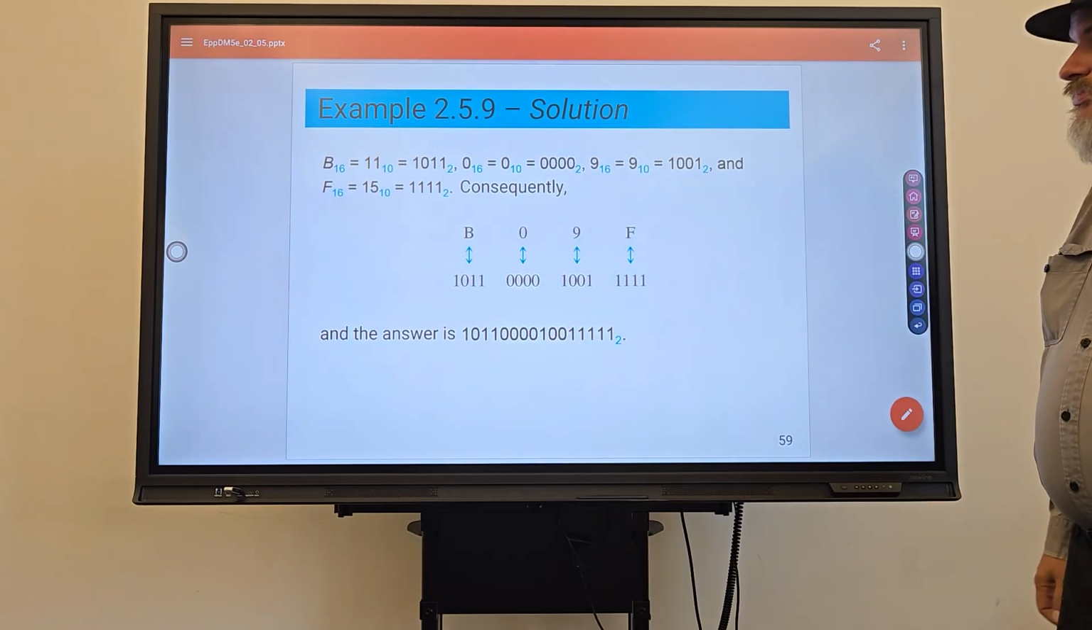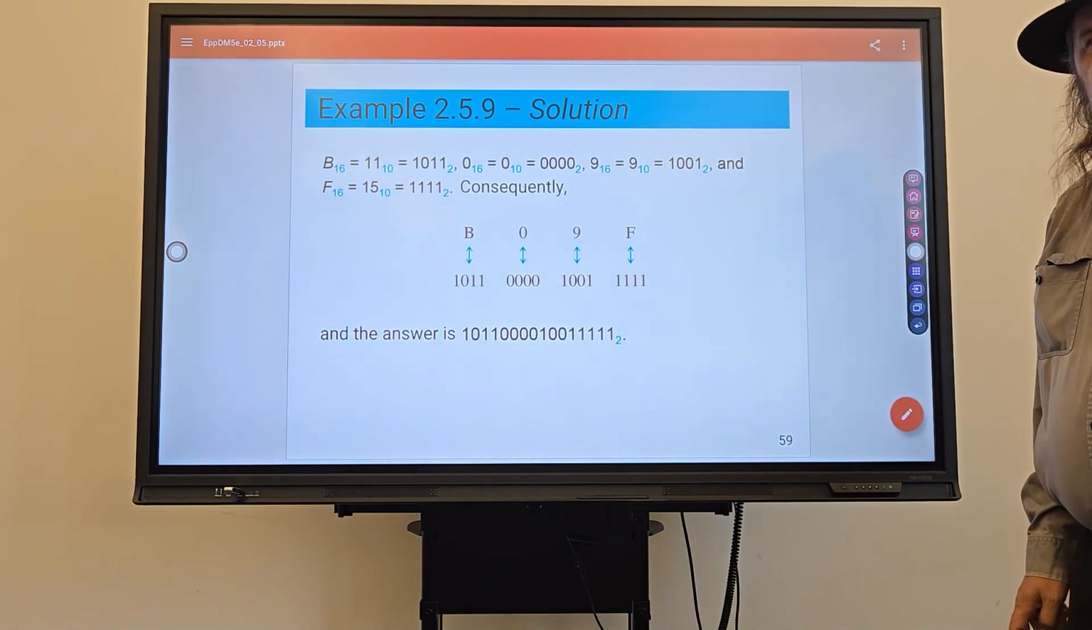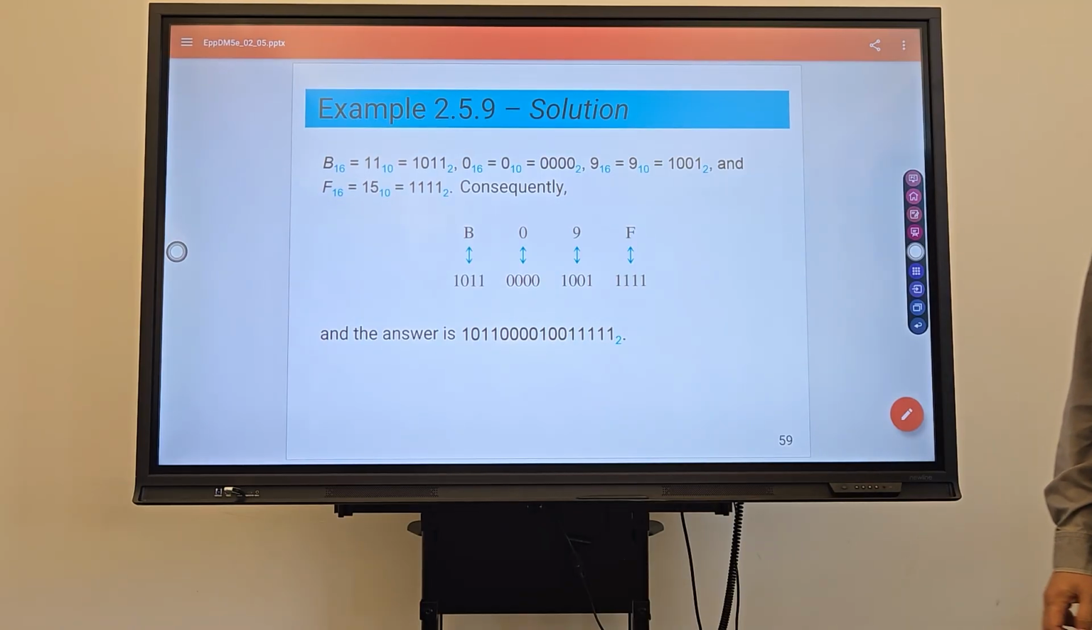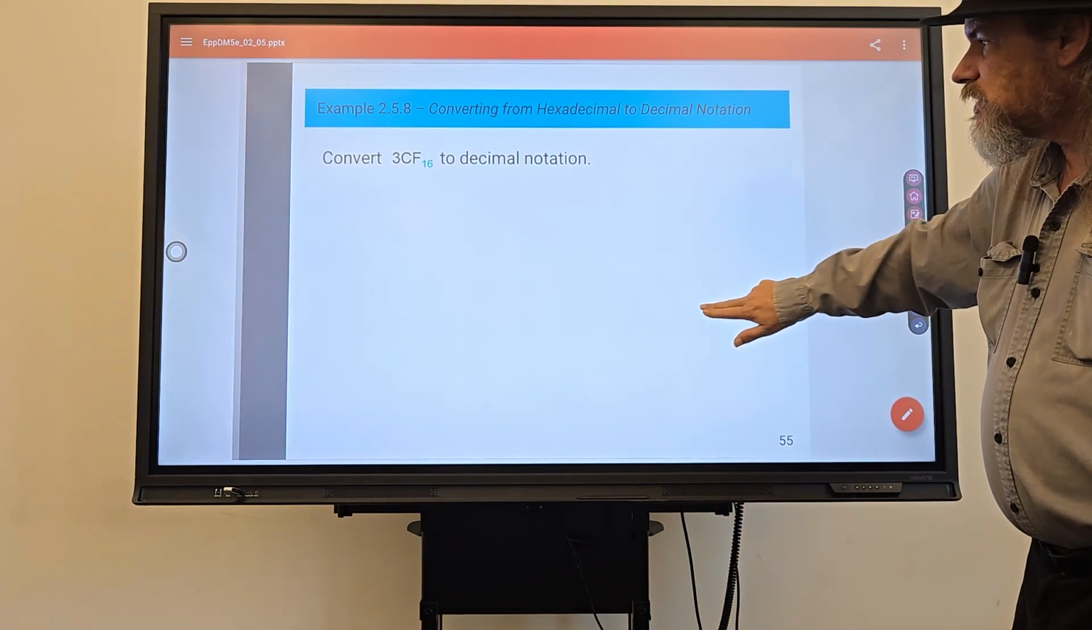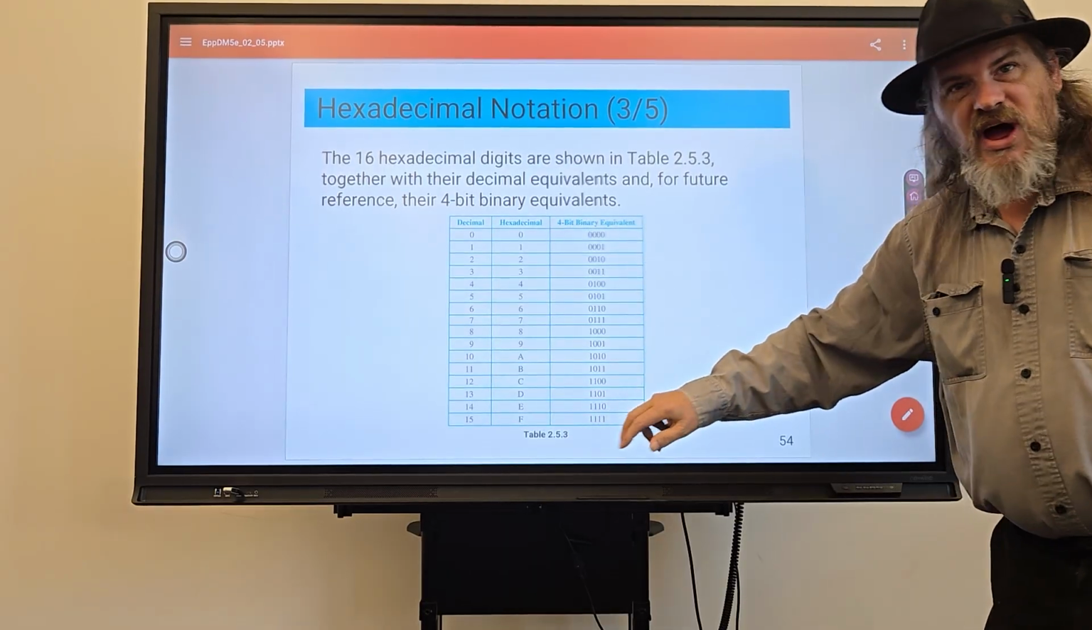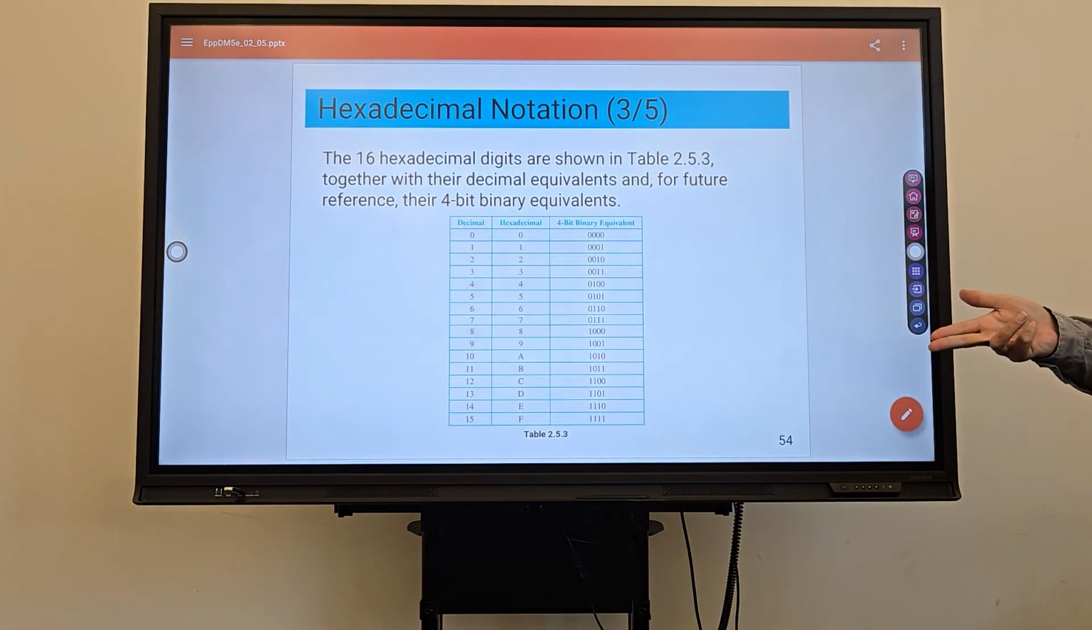Simple substitution. Nothing complicated. You don't need to do any math. Just know the corresponding 4-bit representation of each of the hexadecimal digits. If you're encountering a situation where you need to do those conversions, like on a test or quiz or homework, I would suggest writing out this table here to the side so you can easily see the correspondence.